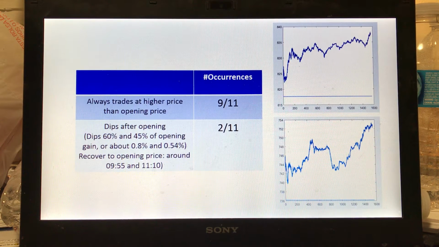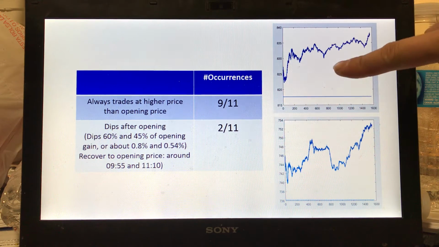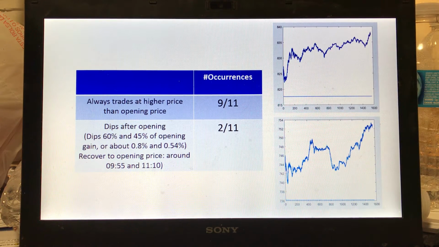Okay, so in this case, in 9 out of the 11 occurrences, the stock price is always trading at a higher price than the opening price, which is almost a certain case. But however, there are 2 cases that the stock dips after opening. You can see there are 2 cases that the stock dips after opening.